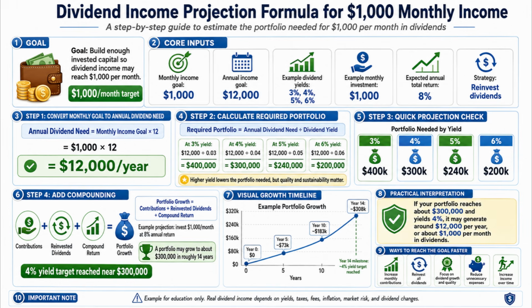growth and reinvestment. Moreover, there are several ways to reach the goal faster. You can increase monthly contributions, reinvest all dividends, focus on dividend growth and quality, reduce unnecessary expenses, and increase your income over time. Each of these actions may improve how quickly your portfolio grows.